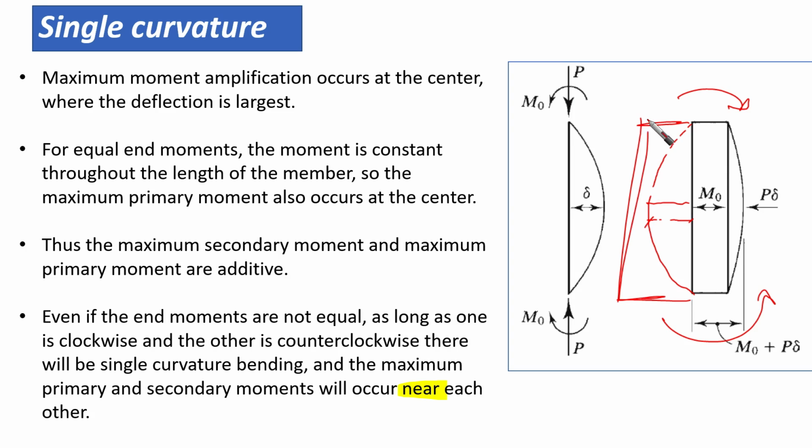so we are not sure exactly where the maximum moment is going to be. In this case, the maximum moment coming from the primary moment and the amplified or secondary moment are going to be near to one another. So the idea here is we have single curvature. The structure or the element is going to bend in one direction, one side.